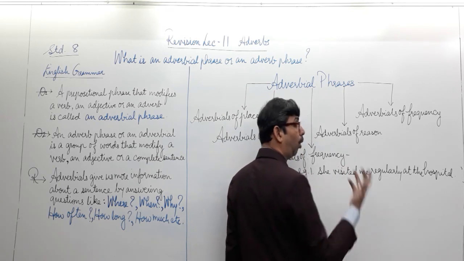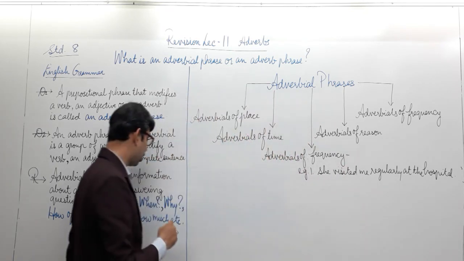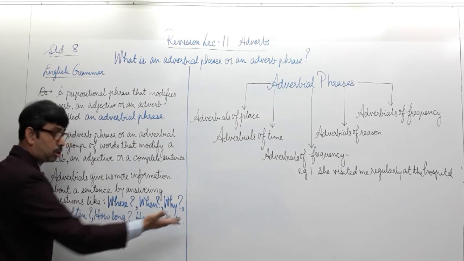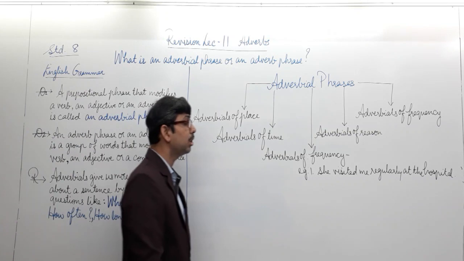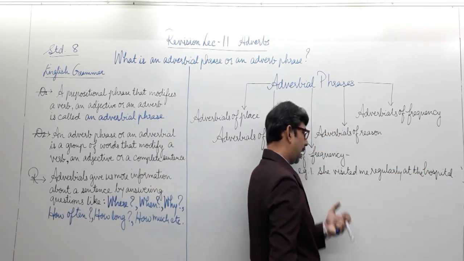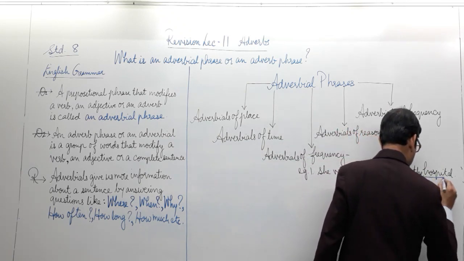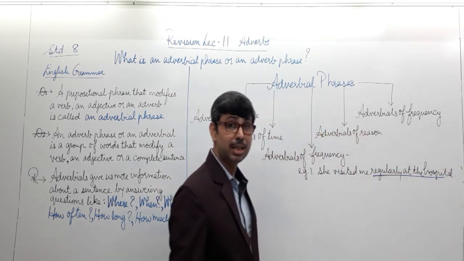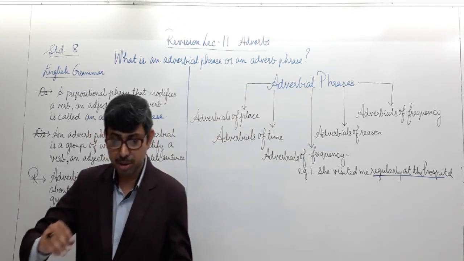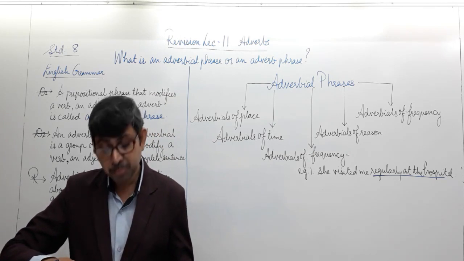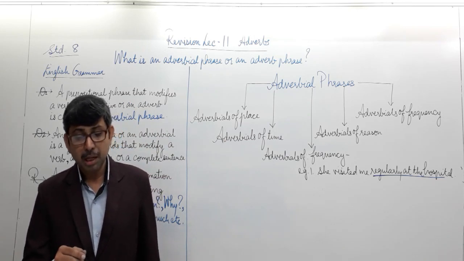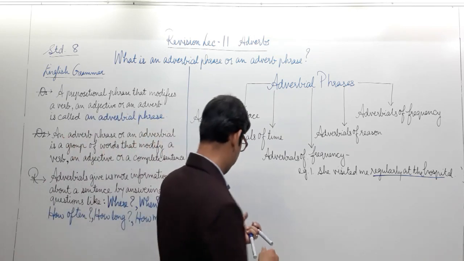She visited. How many times did she visit? So again we have the questions that we have just learned: how often, how long, how much, etc. So how many times did she visit? She visited me regularly at the hospital. So underlining the words regularly at the hospital gives us the necessary adverbial phrase of frequency, showing how many times the action of visiting has taken place. The next example, Jane practiced daily for the dance competition.